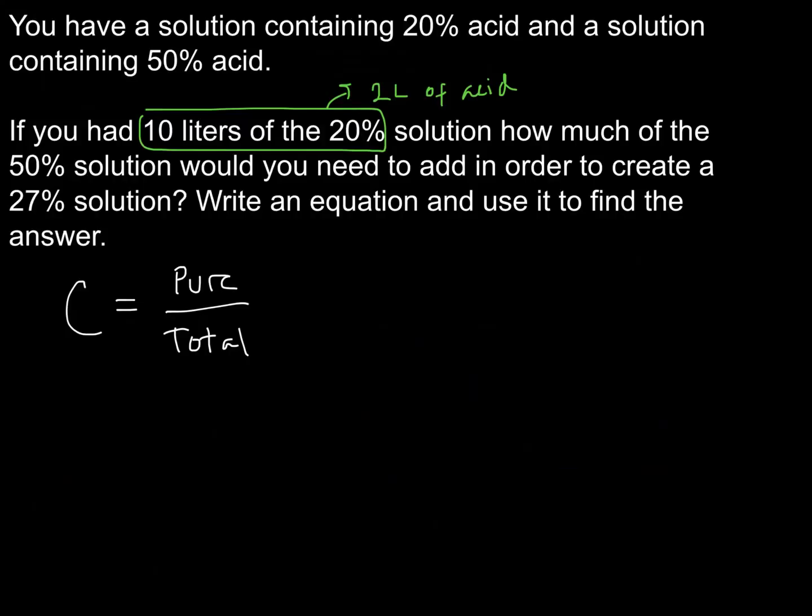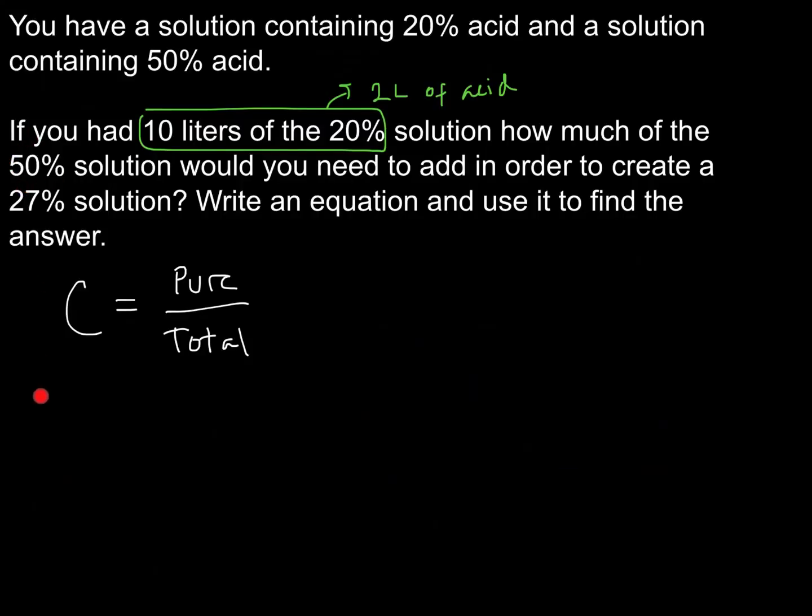And we take 10 liters of this 20% solution. The one thing that I will say is, if you have 10 liters of 20% solution, that means 20% of it is acid, or 2 liters of it is acid. And you want to add some of the 50% solution in order to create a solution that is 27%. So you have this 10 liters, 20% of it is acid, and you're adding 50% solution.